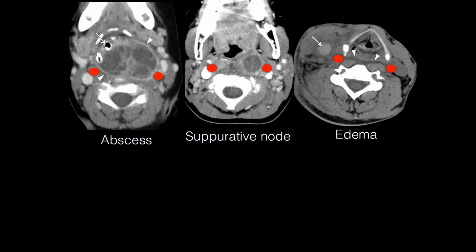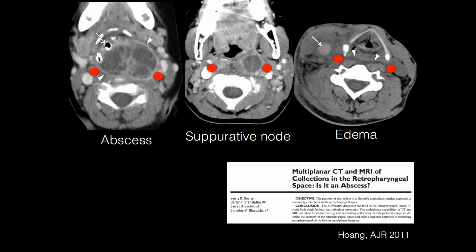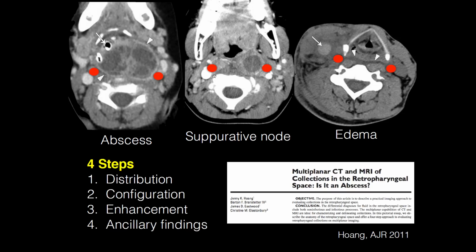Okay, so all of these collections lie medial to the internal carotid artery, and as a fellow, I would find that people would get them confused, and my attendings would give me different answers, so I decided to collect a couple of these and write a paper on it. And this is the way I broke it up in terms of distinguishing what space it is. Distribution: the only one that doesn't span carotid to carotid is the suppurative lymph node.